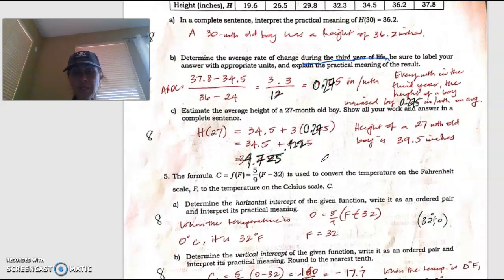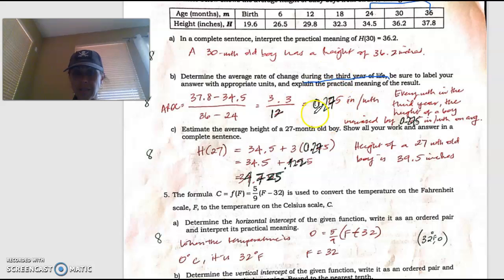Average, so the idea was that you are going to use what you found, since this is an average rate of change during that 3rd year. If I want to know how tall a 27-month-old is, I'm going to take that 24-month-old's height and add 3 months' worth of the change. So 34.5 plus 3 times 0.275. Some of you made so much more work for yourselves. Yes, you could have calculated it between 24 and 30, but no need. We had an average idea of how much the height was increasing per month in that 3rd year.